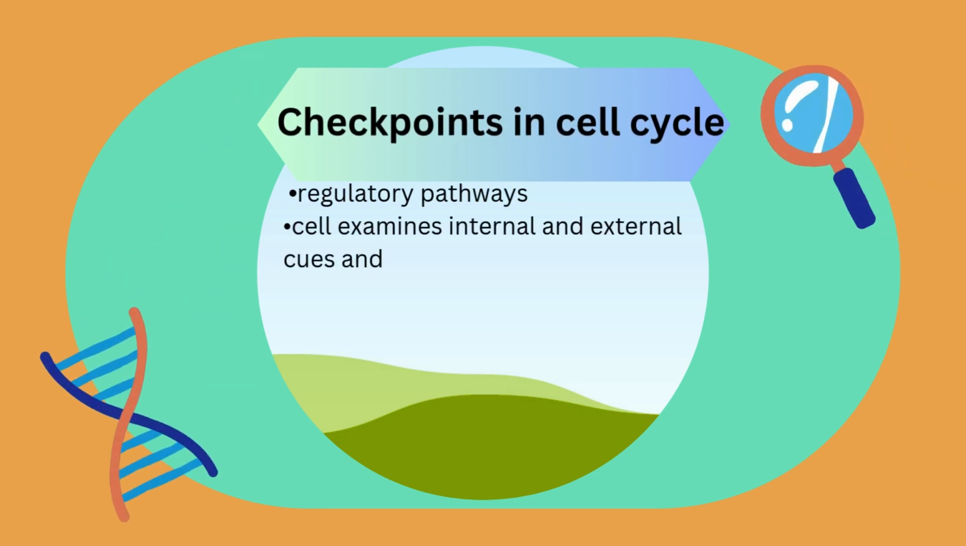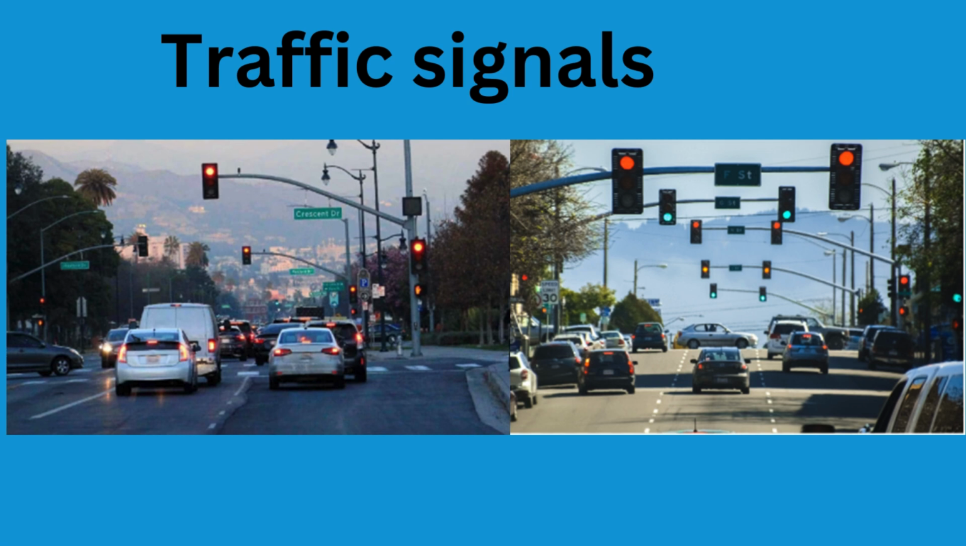Now let's talk about the checkpoints in cell cycle. First of all, we are going to compare the checkpoints with the traffic signals. We can compare the checkpoints in the cell cycle with traffic lights at a busy intersection. The traffic lights are here controlling the flow of cars, you can see, to ensure safety. So we can compare them with the checkpoints that are controlling the flow. They are controlling the cells. They ensure that there would be proper cell division.